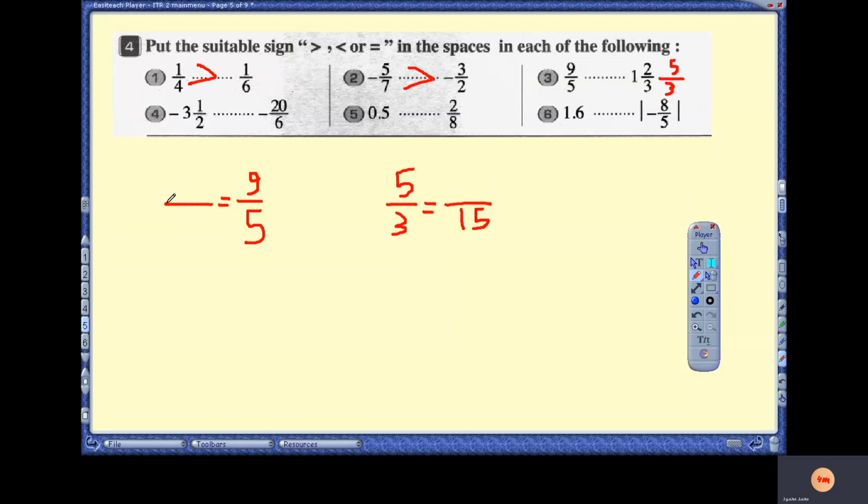5 times what equals 15? 3. 3 times 9 equals 27. 3 times what equals 15? 5. 5 times 5 equals 25. So 27 over 15 is greater than 25 over 15. So 27 is greater.